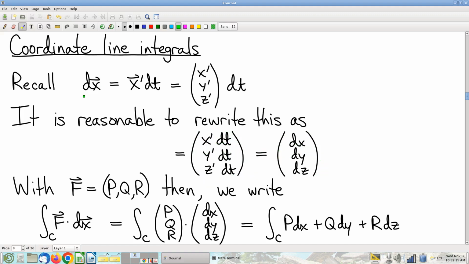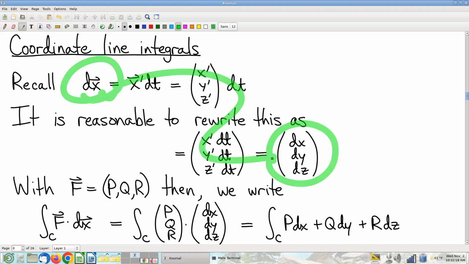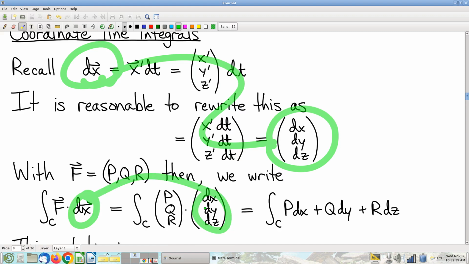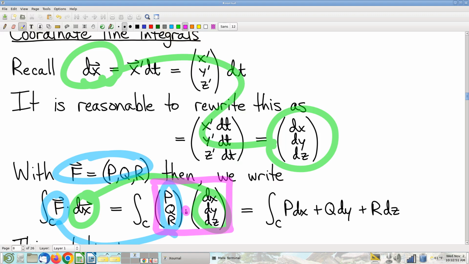So altogether, what we have is an alternative way to write the dx vector, our position differential, our differential estimate of how much our location changes as we move along the curve. We can think of it in terms of coordinates: dx, dy, dz. And if you just plug that in, and then don't forget our vector field F is P, Q, R, you can just crank out this dot product right here. Just dot it out, and out comes that.